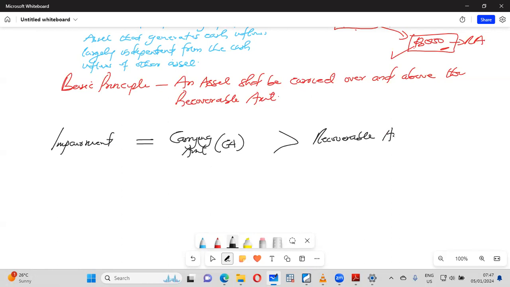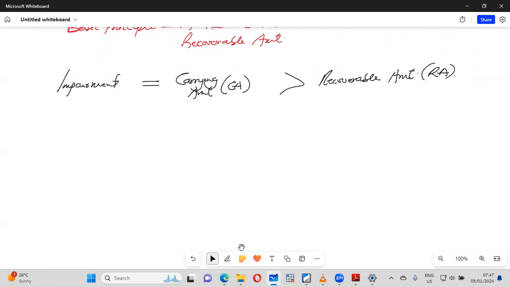The recoverable amount is how much you can actually get from the asset. So if the carrying amount, the value of the asset in your books, is greater than how much you can get from the asset, then it means that there is impairment.